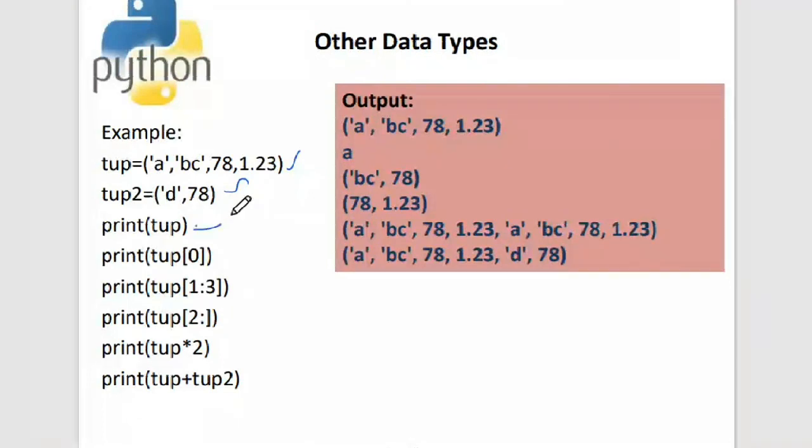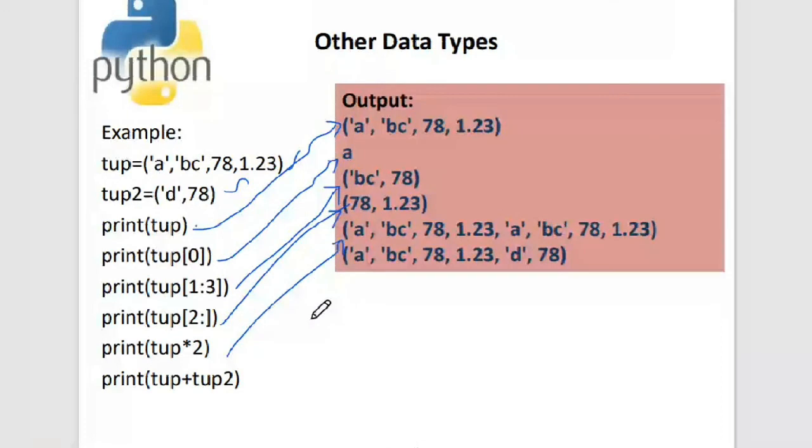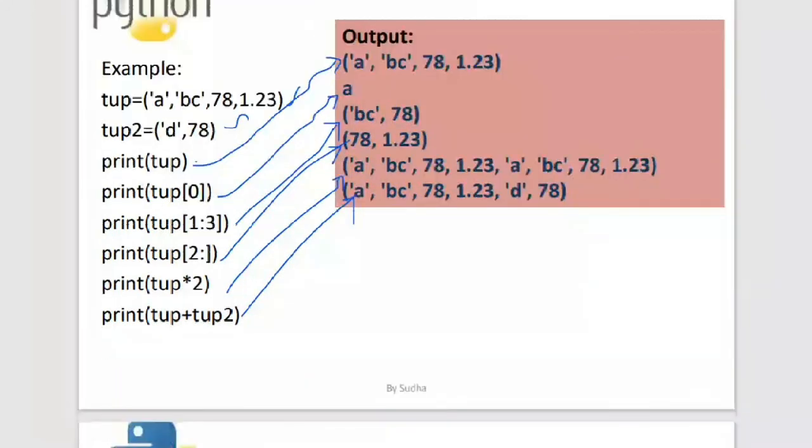And this is the first element of the tuple. And these are the elements from 1 to 2. And this is from 2 to end. Okay, and this is repetition of the tuple 2 times. And this is concatenation of the 2 tuples. So similar to how we have seen with the list, I just have given the same operations, but the thing is they are immutable.